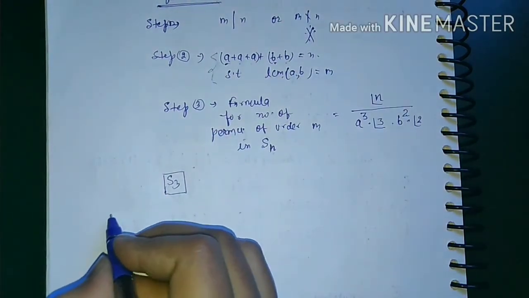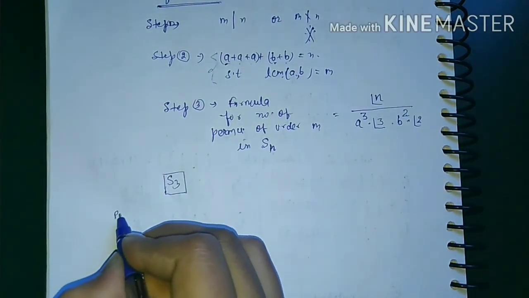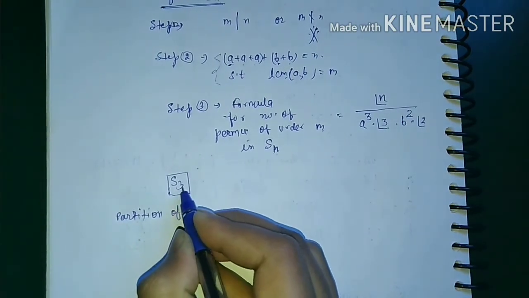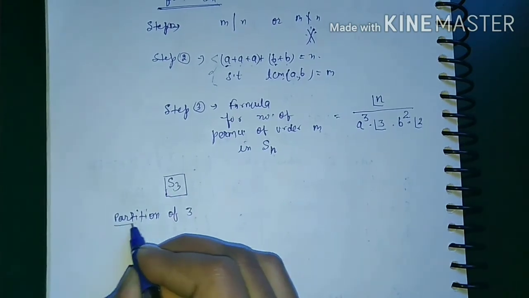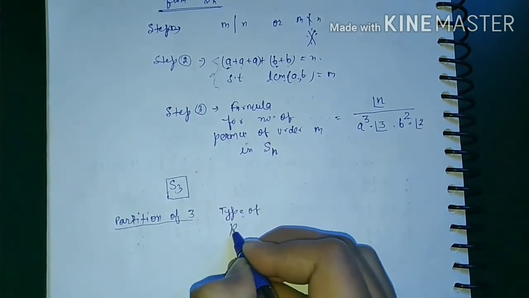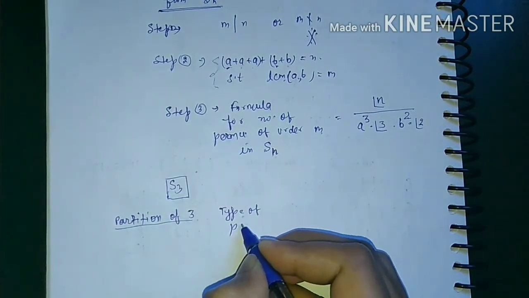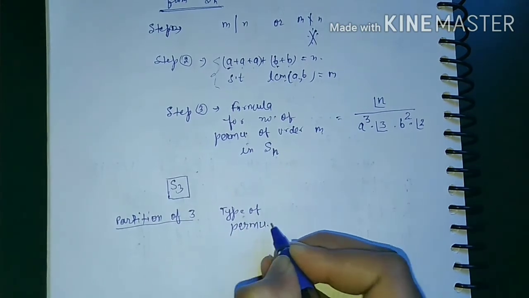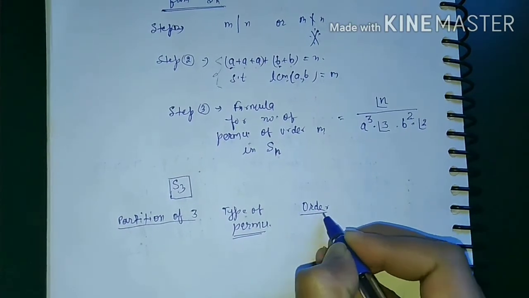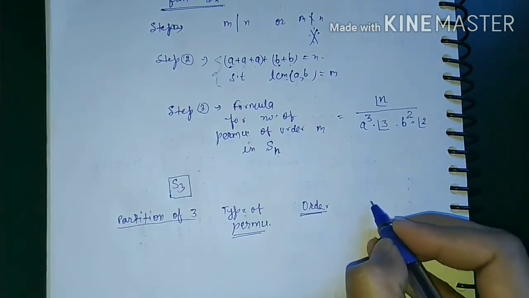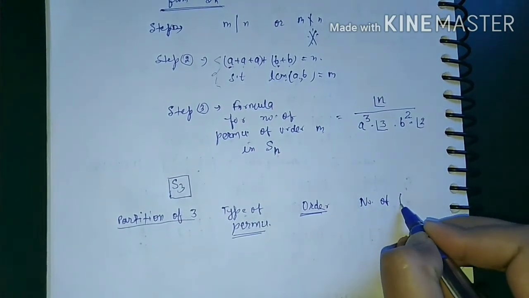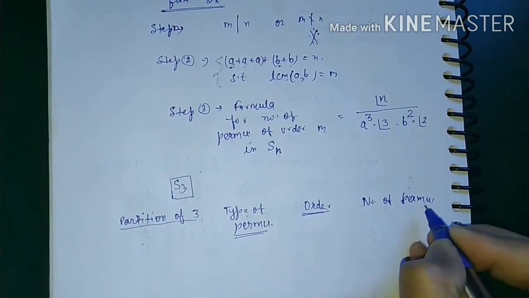First we are going to make a table here. In the first column we are going to write the partition of n, that is n is here 3, partition of 3. In the second column we are going to write the type of permutation from that partition, and in the third column we will write the order of that type of permutation, and lastly we will write the number of permutations of that order.